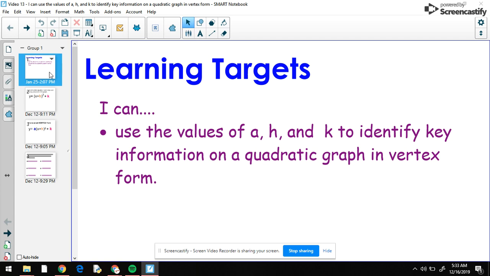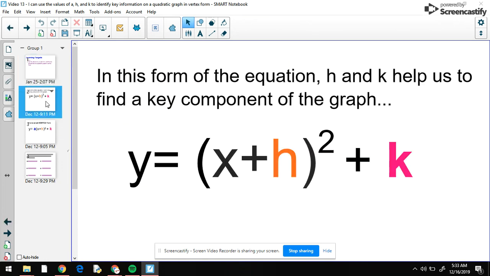So in this video, we're going to use the values of a, h, and k to start identifying some key information from our quadratic graph function. And to start, we're just going to look at h and k specifically because there are some really key components we can actually pull out of this equation, and it will help us as we actually start to graph these types of functions later on.